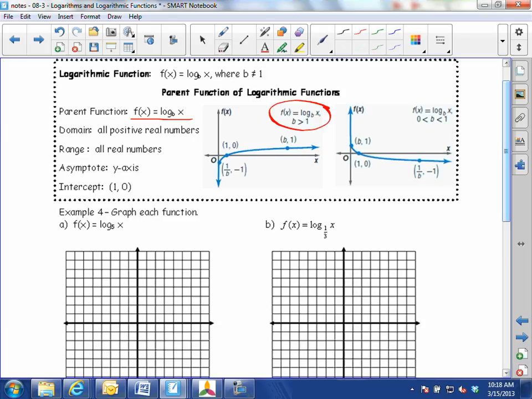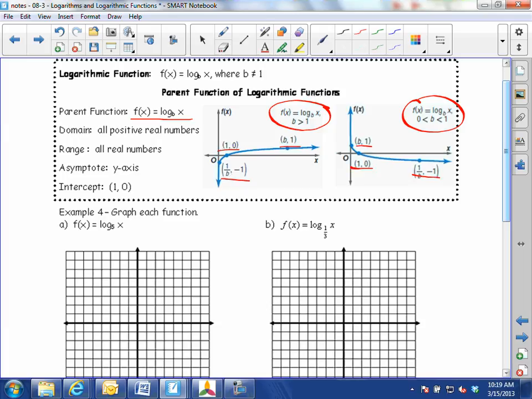If b is greater than 1, meaning it's a positive number, then I know my curve is going to look like this. It's going to curve up and over. If b is between 0 and 1, meaning it is a fraction, that means it's going to curve down this way. Okay? We can graph things really easily because we can just use this information right here.